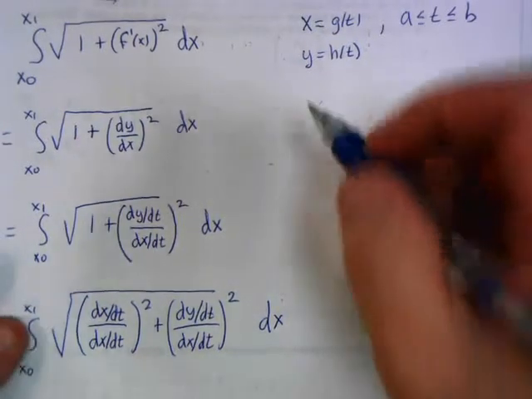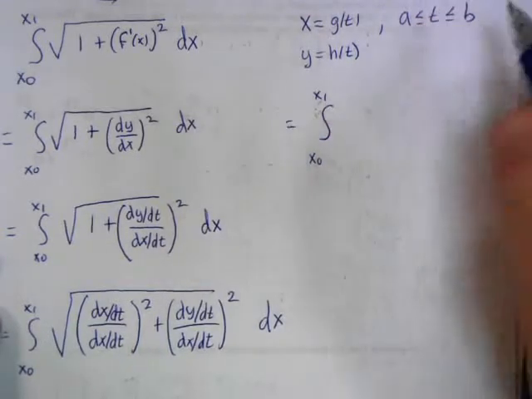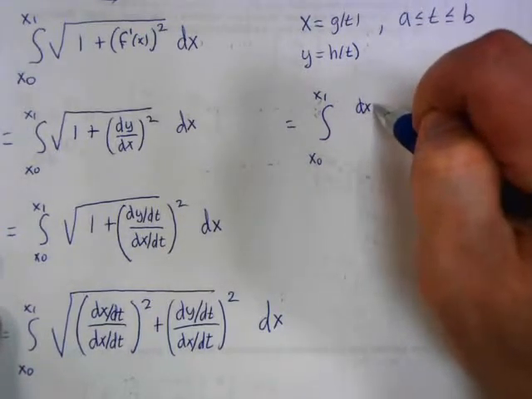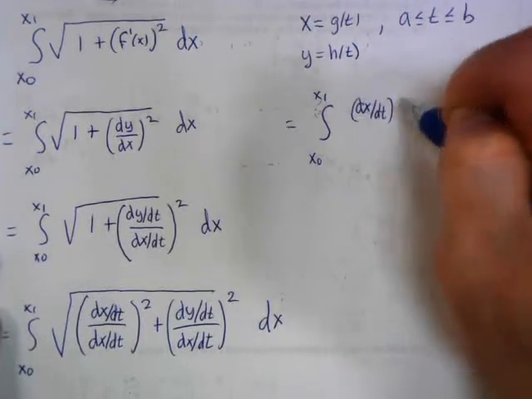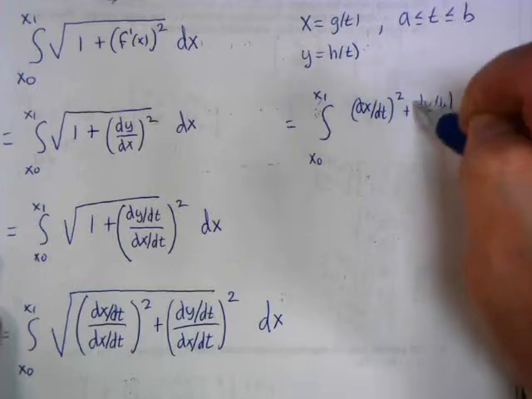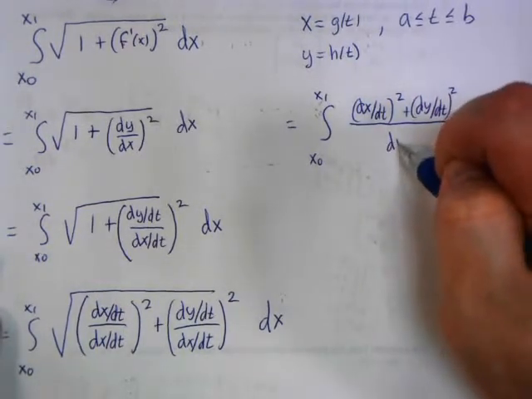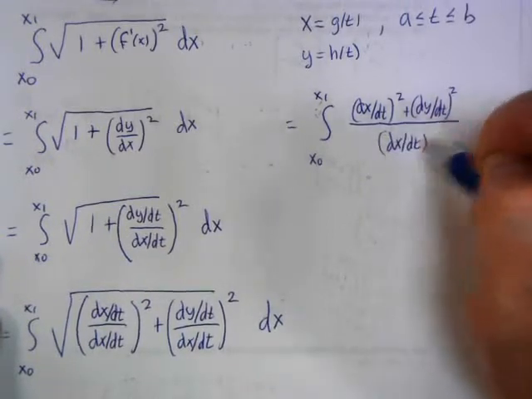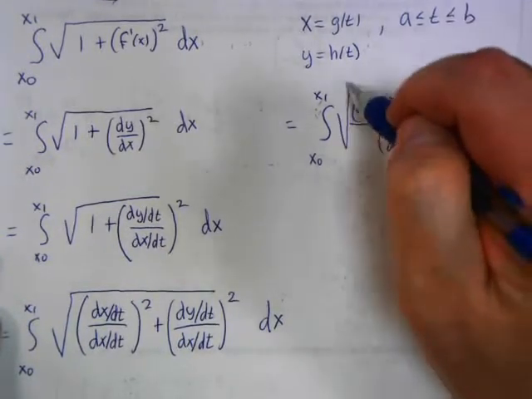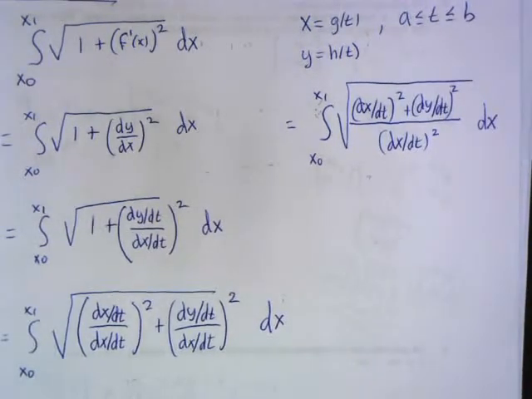So this is the integral from x0 to x1 of the square root of (dx/dt squared plus dy/dt squared), all divided by dx/dt squared, dx. So they had a common denominator, I added them together.